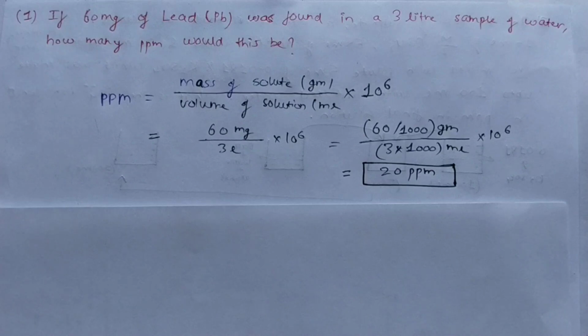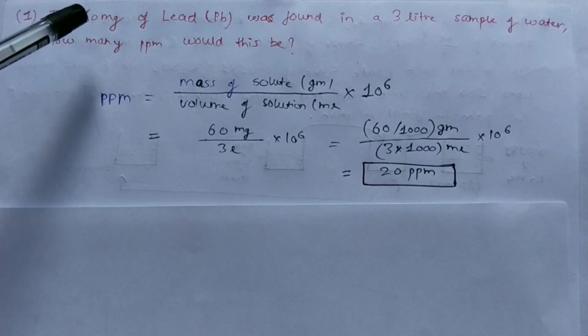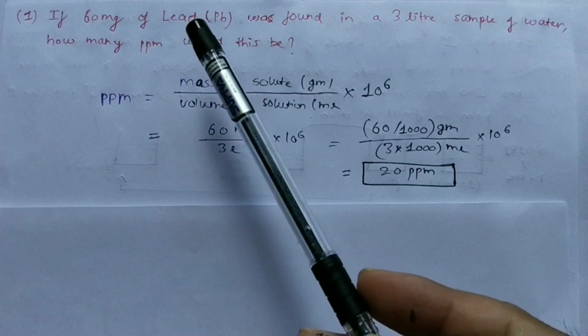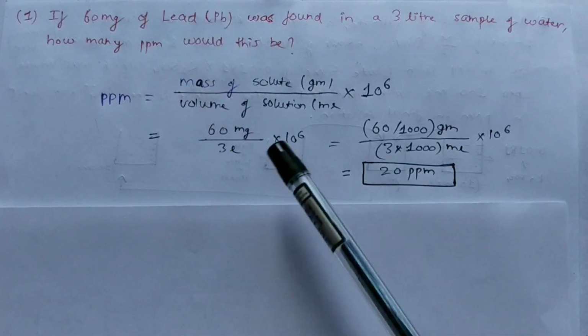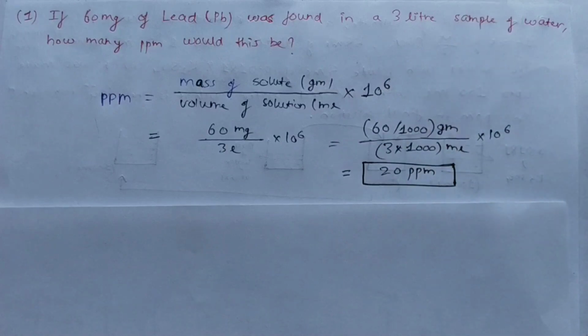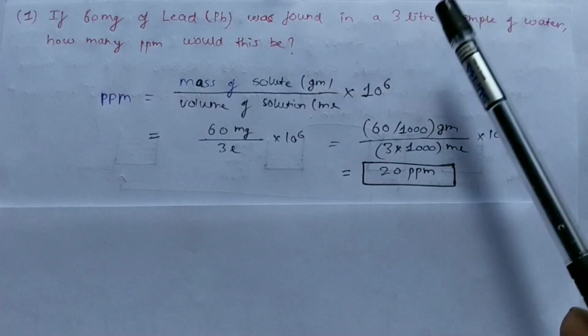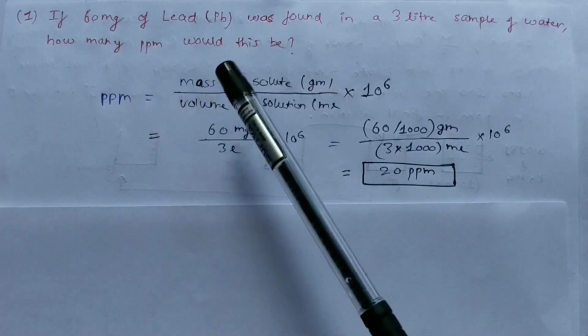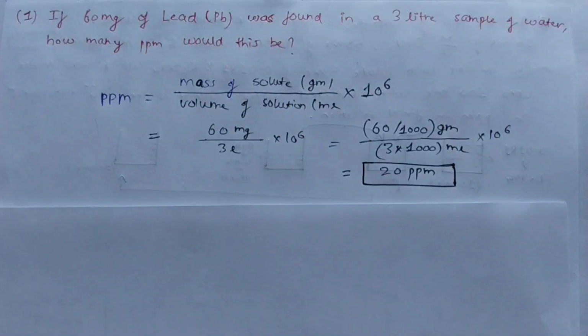Here we have the first numerical: if 60 milligram of lead, Pb, was found in a 3 liter sample of water, how many ppm would this be? We need to find out the parts per million of lead present in a final solution of 3 liter. So we have the final volume of solution, that is 3 liter, and we also have the mass of solute, 60 milligram.